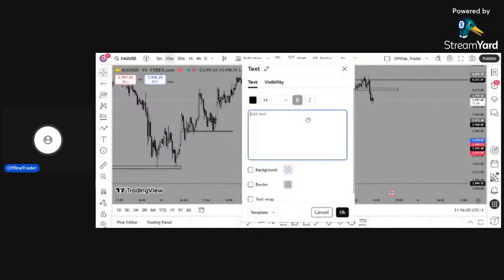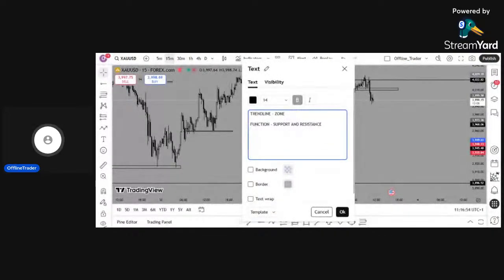So we said trend line is also a zone. It's also classified as a zone. Just like support and resistance, trend line is also a zone. And what is the function of the trend line? It serves as support and resistance. So the trend line also serves as support and resistance.